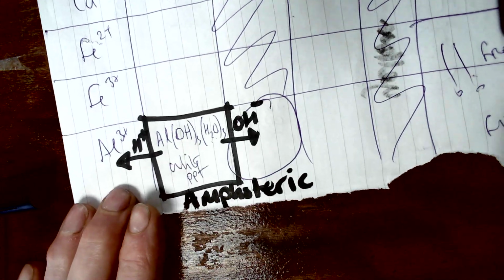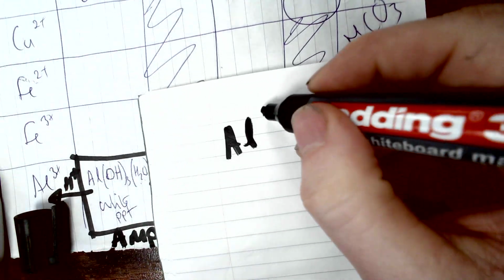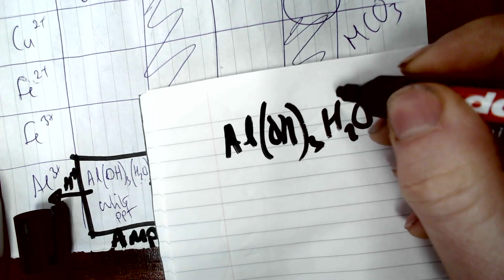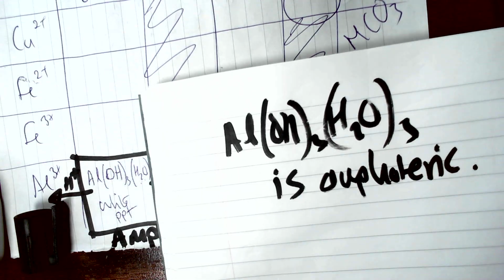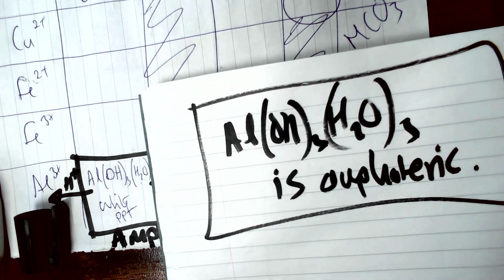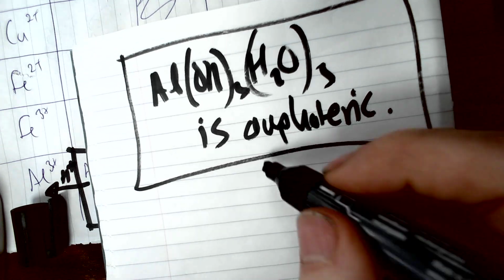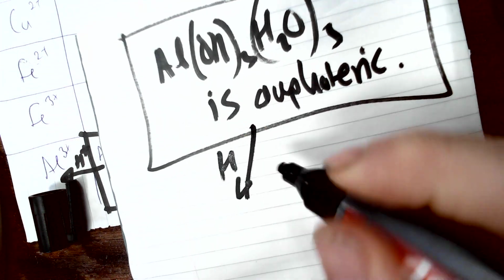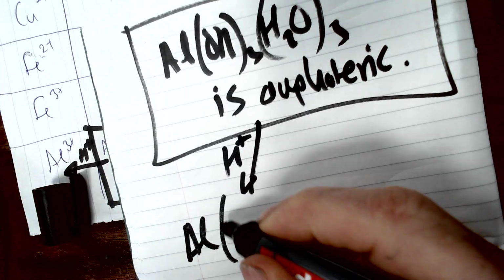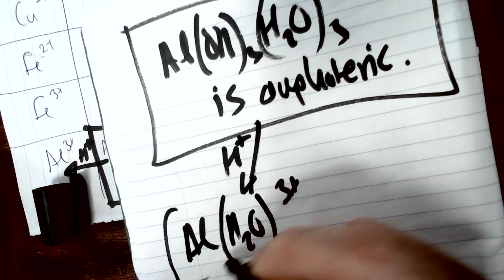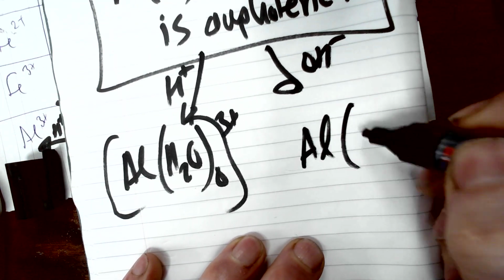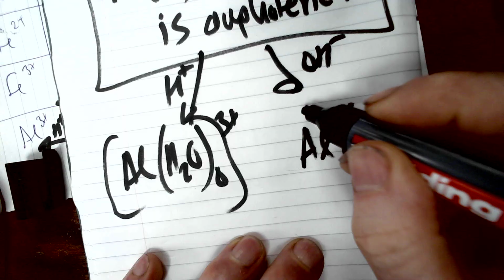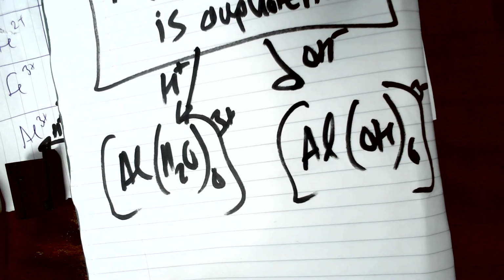So if I was to put that into a sentence, aluminium hydroxide, Al(OH)3(H2O)3, is amphoteric. That is on your specification. And it is amphoteric because it can react with H+, which will turn it into [Al(H2O)6]3+ again, or it can react with more OH-, which will turn it into [Al(OH)6]3-. Alright? 3 of these, 3 of these.